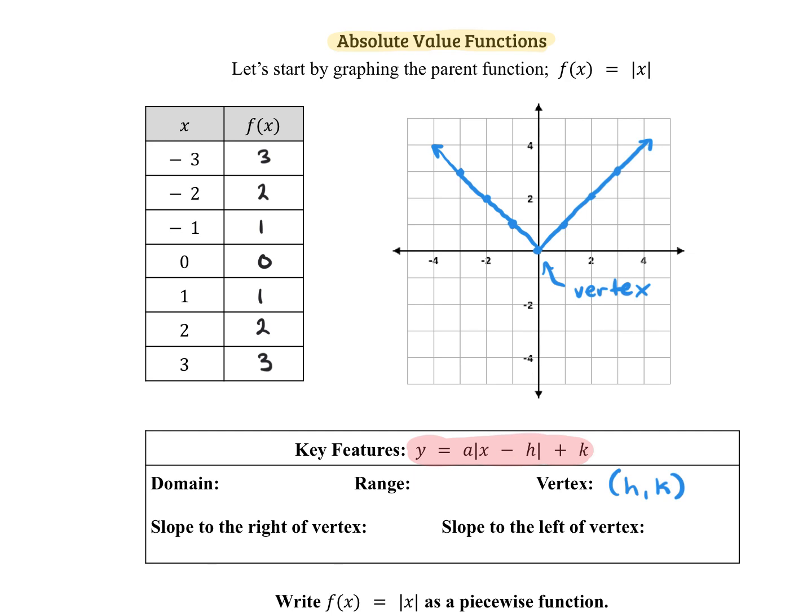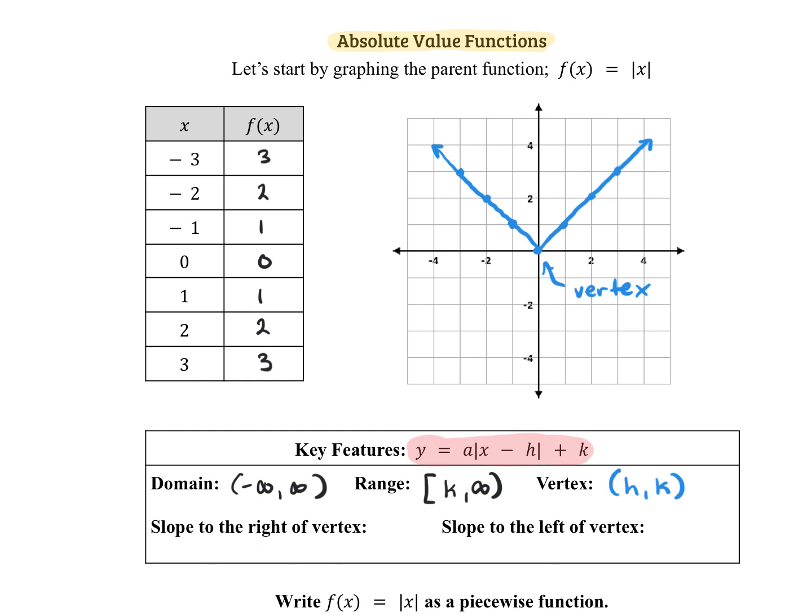Our domain is always going to be all real numbers for these types of functions. And our range is always going to be everything from our vertex up, or if we have a negative out front, it's actually going to flip our graph, and then it's going to be everything from our vertex down. So for this form, assuming a is positive, our range is going to be k to infinity. This k value, again, is the y value of your vertex. So it's either going to be the high or low point of our function.